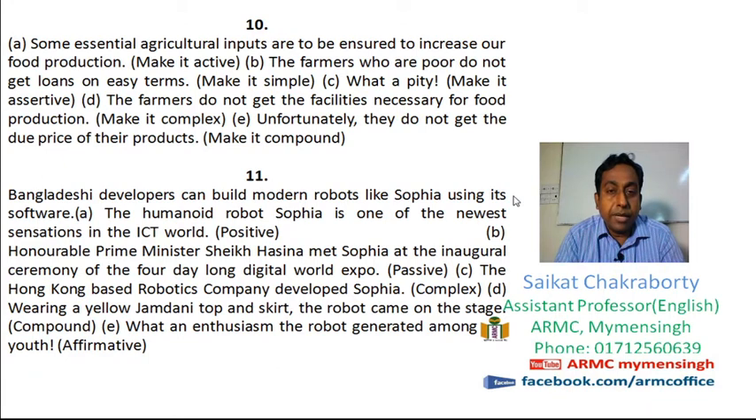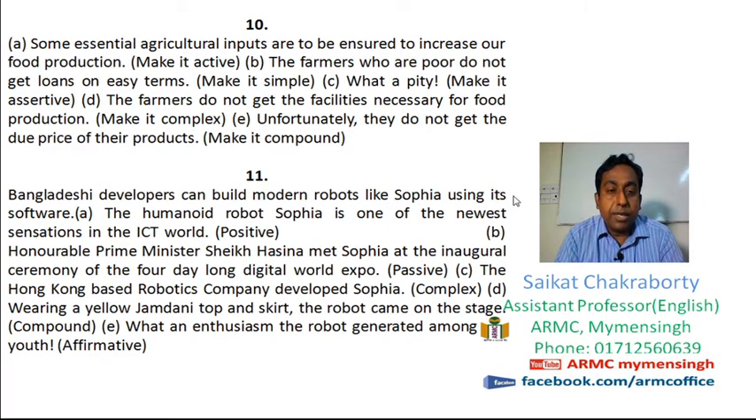What a pity. Make it assertive. We can say it is a great pity. The farmers do not get the facilities necessary for food production. Complex. Then we can say the farmers do not get the facilities which are necessary for food production. Unfortunately, they do not get the due price of their products. Compound. Here we can say they do not get the due price of their products, and it is unfortunate. Then come to number 11.